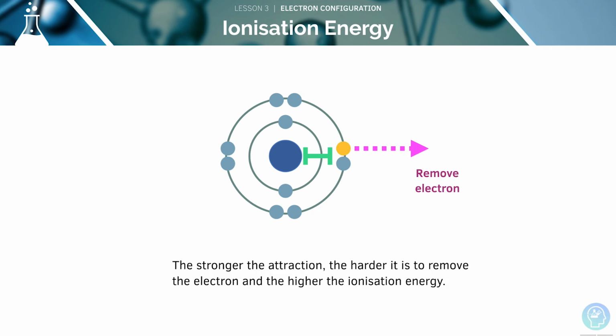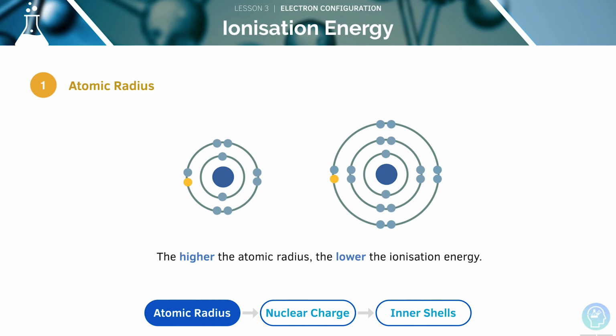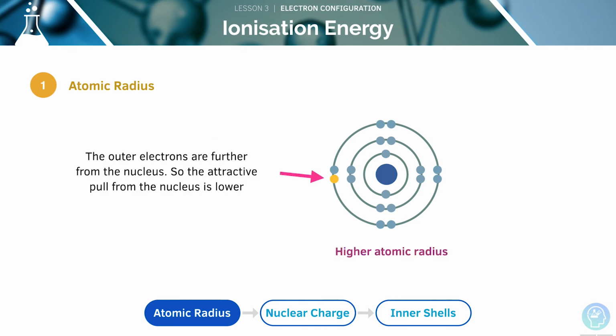The size of the ionization energy is determined by the strength of attraction between the outer shell of electrons and the central nucleus. The stronger the attraction, the harder it is to remove the electron, and the higher the ionization energy. We'll now look at the following factors which determine the strength of attraction between the nucleus and outer electrons. First, we'll look at atomic radius, then nuclear charge, and finally the number of inner shells.